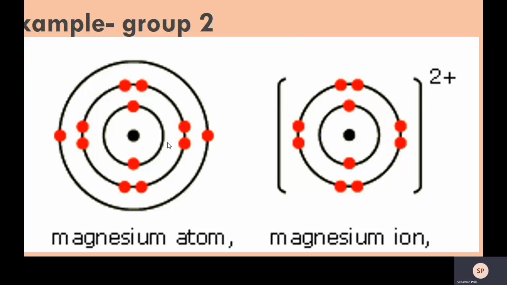Let's go through that again. By magnesium losing 2 electrons, these 2 on the outer shell, now magnesium has a complete outer shell. However, the charge of the ion is +2 because there is more protons now than there are electrons. Protons are positively charged, electrons are negatively charged, and it gives it a new charge of +2.